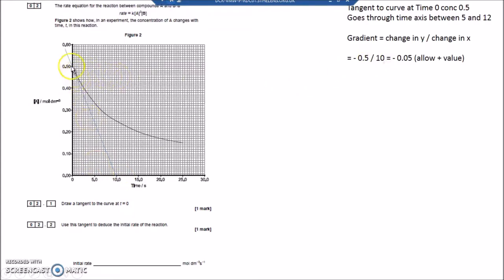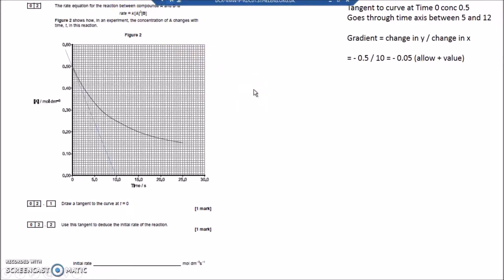It's actually a negative gradient because the line's coming down this way. If it were going back up the other way like that, it would be a positive gradient. This is a negative gradient. So it's minus 0.05, although you don't lose a mark for forgetting the fact that it's a negative gradient. So 0.05 is my initial rate here.